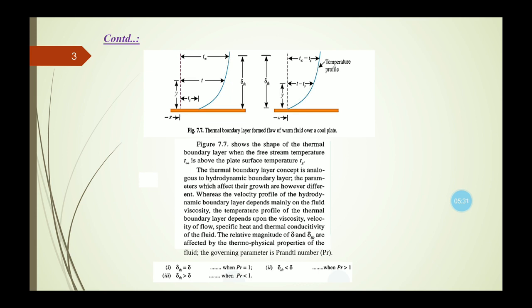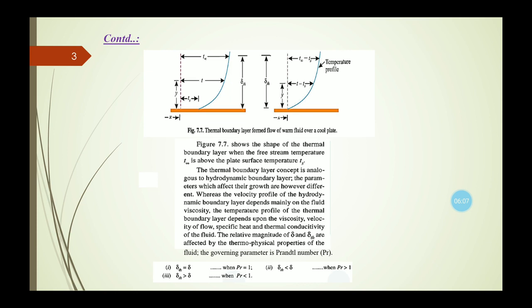Now the thermal boundary layer concept is analogous to the hydrodynamic boundary layer which we have discussed earlier. The parameters which affect their growth are however different. Whereas the velocity profile of the hydrodynamic boundary layer depends mainly on the fluid viscosity, the temperature profile of the thermal boundary layer depends upon the viscosity, velocity of flow, specific heat and thermal conductivity of the fluid. So the temperature profile in case of this thermal boundary layer depends upon 4 different parameters.